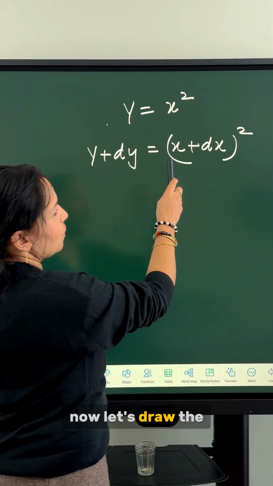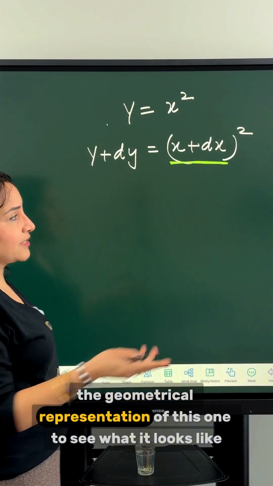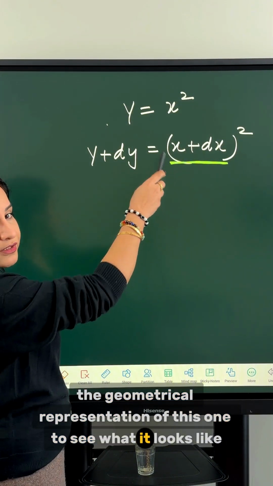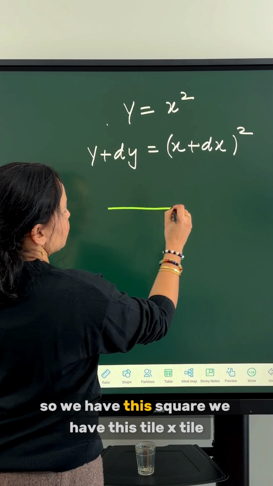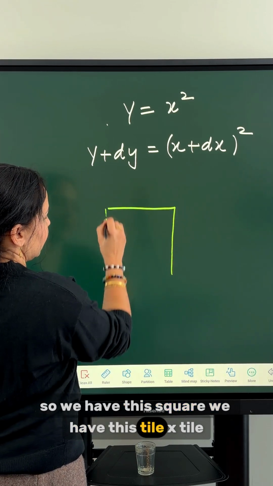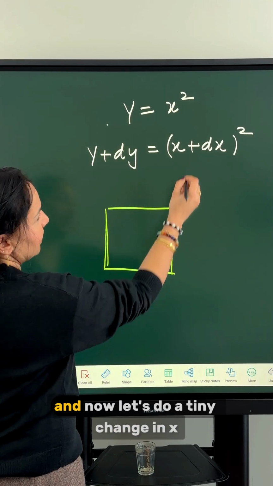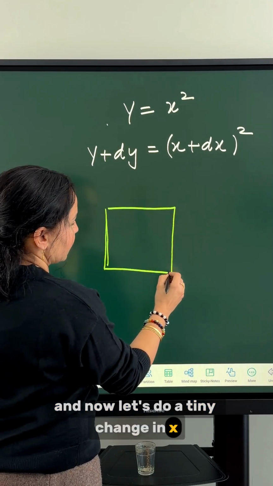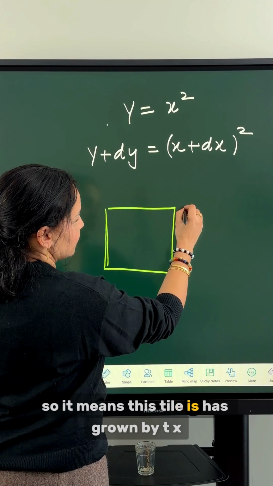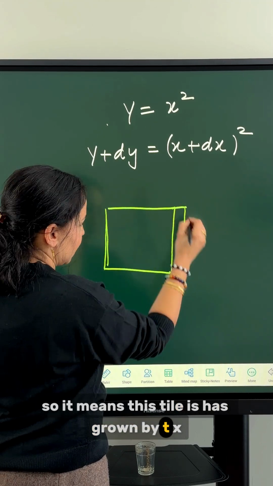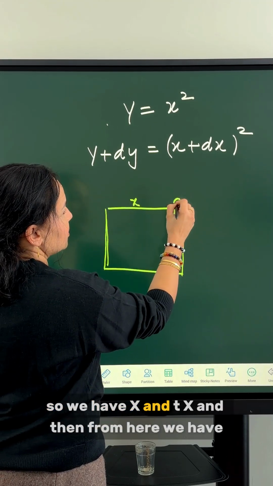Now, let's draw the geometrical representation of this one to see what it looks like. So we have this square, this x tile, so it means we have x times x square tile. And now let's do a tiny change in x. So it means this tile has grown by dx. So we have x and dx.